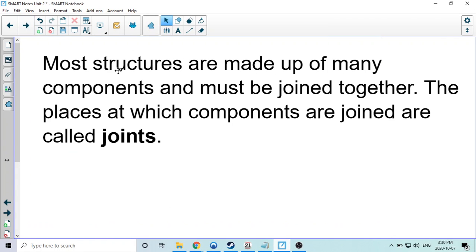So, most structures are made up of many different components that have to be joined together. The places at which components are joined are called joints, right? You've probably heard of this in terms of joints in your body, like at your knees or at your shoulders. Similarly, a joint is just any point where two things are attached. The joint in your knee is where the lower part of your leg, your calf, is attached to your thigh, the upper part of your leg. Or where your shoulder is attached to your chest, that would be another joint. Your arm attached to your chest. Okay?